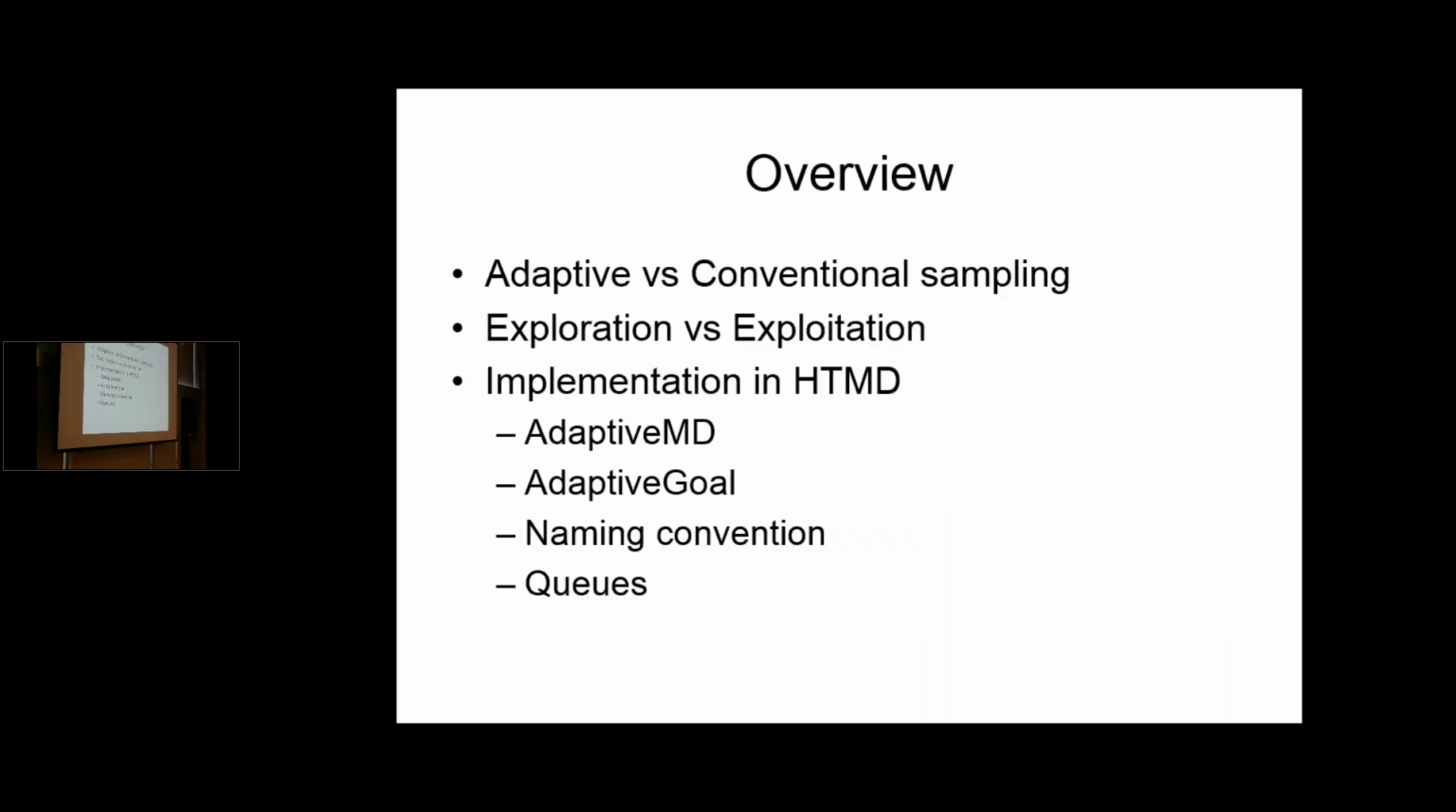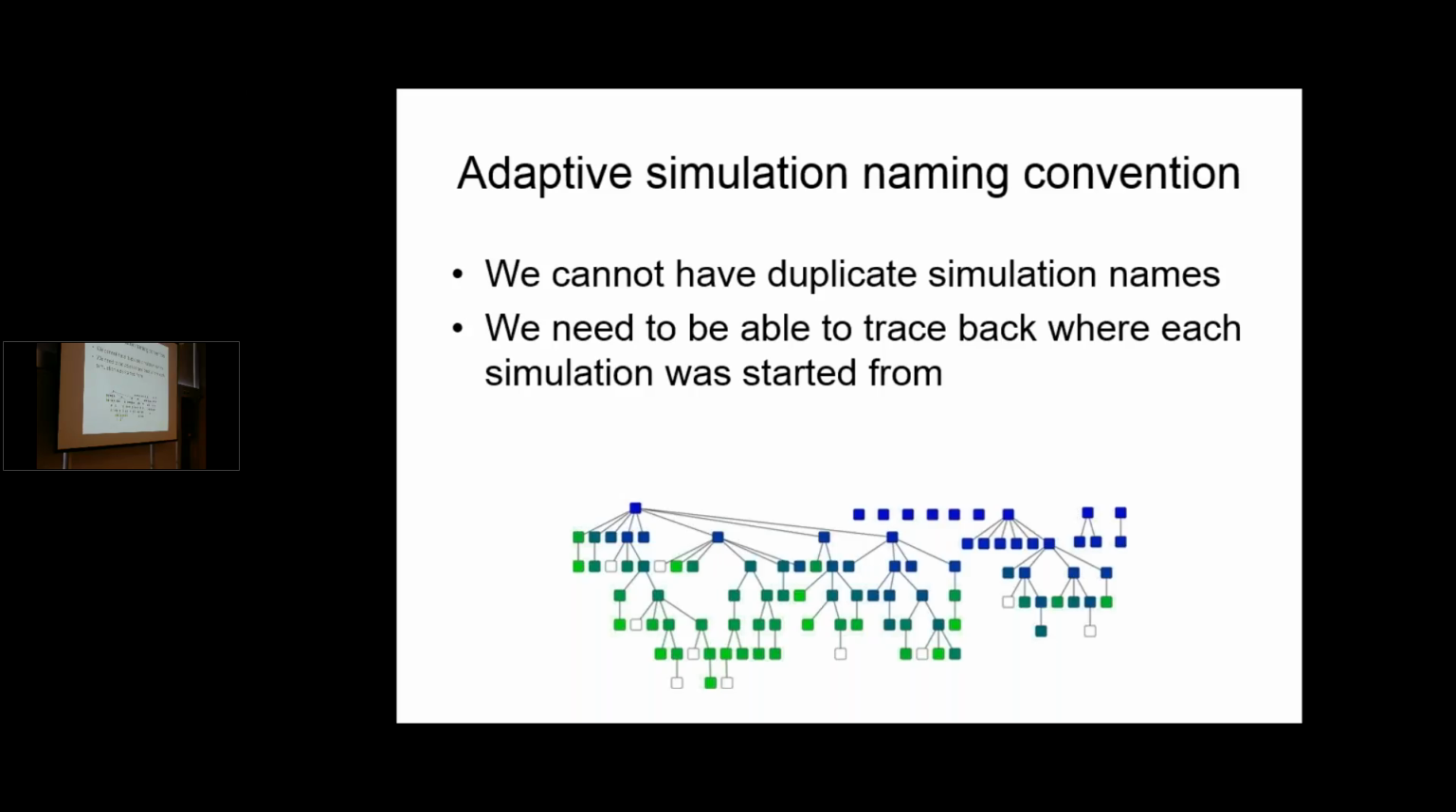Okay, let's talk quickly about the naming convention. I lied a bit about these folder names 1, 1, 1, 2, 2, 3, because you cannot have folders with the same names, not even on your file system, and we also wouldn't want our simulations to have the same names. It would also be nice if we were able to trace back where a simulation started from, to see its history, its genealogic tree.